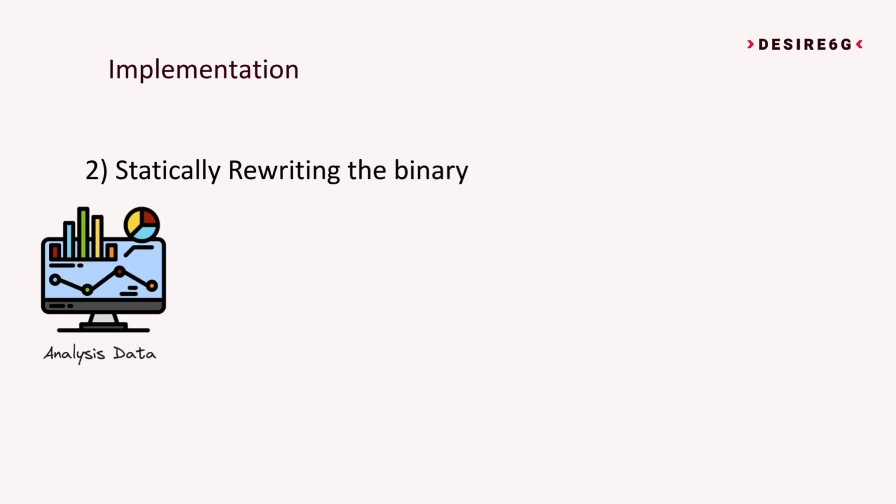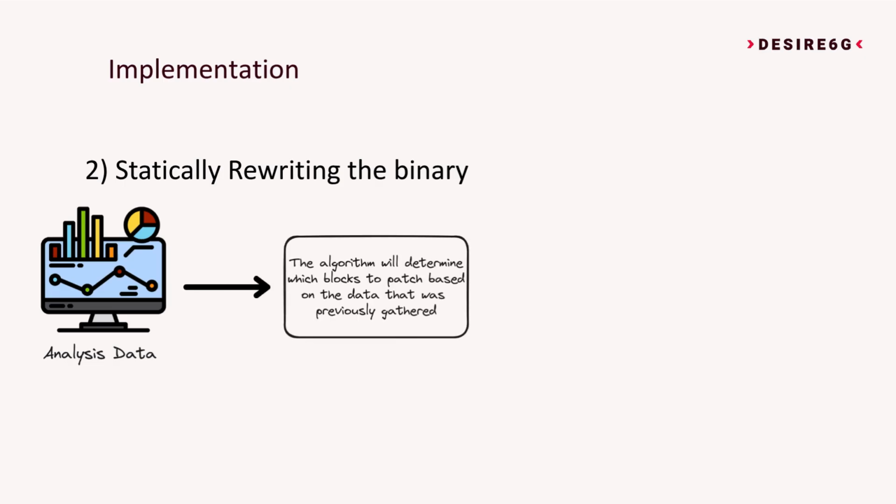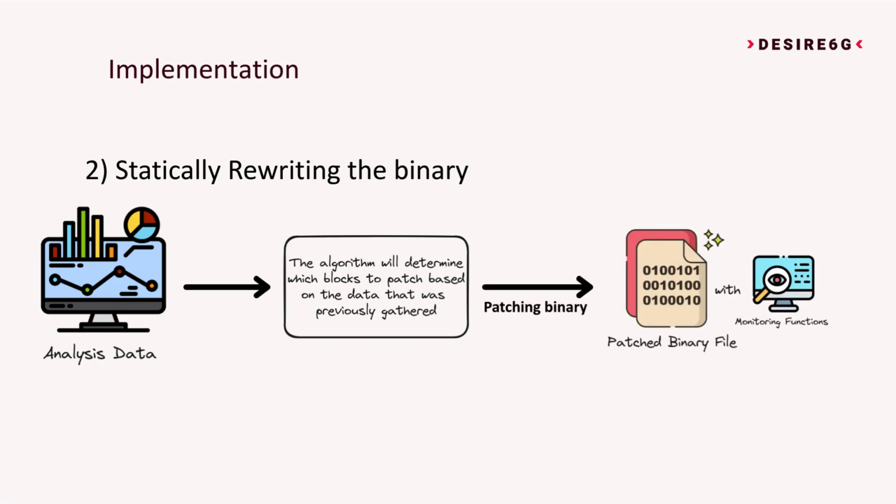Now that the analysis phase is complete, we move on to the second step, statically rewriting the binary. Based on the collected analysis data, our algorithm identifies the most relevant blocks to instrument. The identified blocks are then patched, resulting in a patched binary file that includes monitoring functions. Finding the most suitable blocks is the key for the algorithm. These blocks should accurately reflect the overall performance of the binary with high reliability, without compromising performance. And we'll come back to this crucial selection process a bit later.